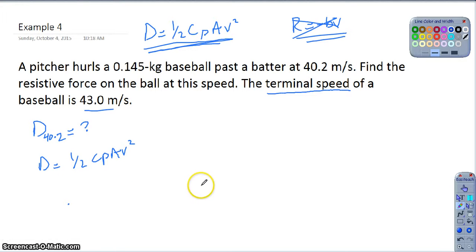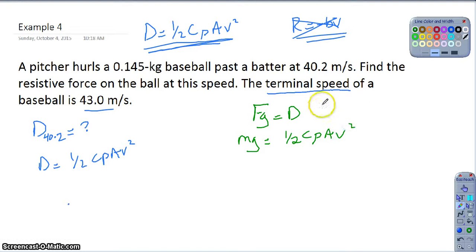So at first, this looks like a very intimidating problem. However, if I take advantage of what they give me here with the terminal speed, well, again, the terminal speed happens when the force of gravity is equal to the drag force, right? So the terminal speed happens when mass times gravity, both of which we know for that baseball, equals 1/2 C rho A times velocity squared. Since they give me the terminal speed, I know my mass is 0.145. I know the acceleration due to gravity, 9.8, right? And then I know my velocity over here, which is 43 for my terminal velocity.